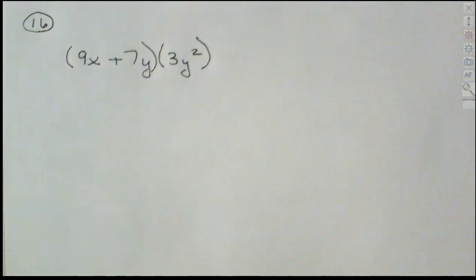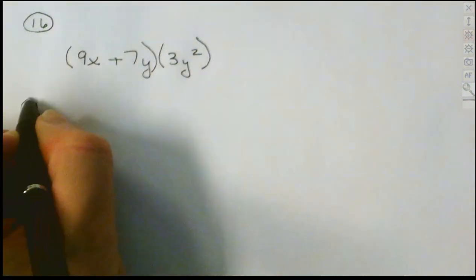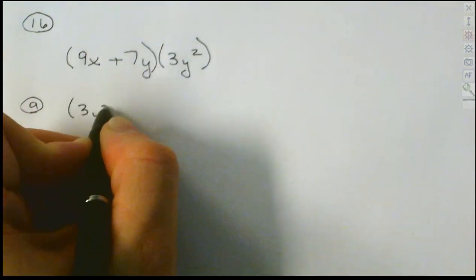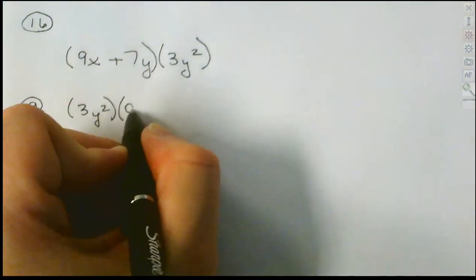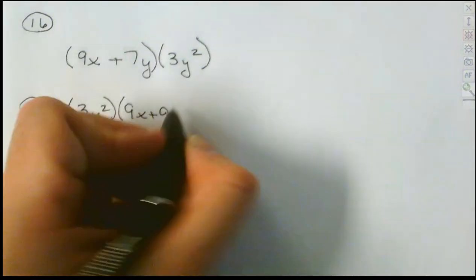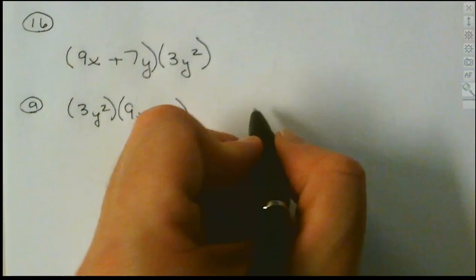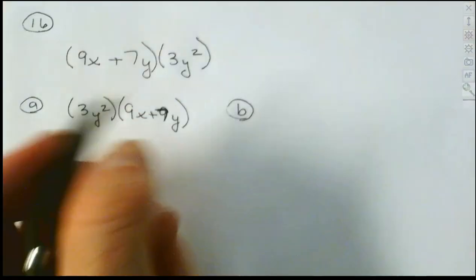So I'm going to write them all up, and we're going to figure out which ones work and which ones don't work and why. So we'll go through these. Oops, 7y there. And so that's A. We've got choice B.